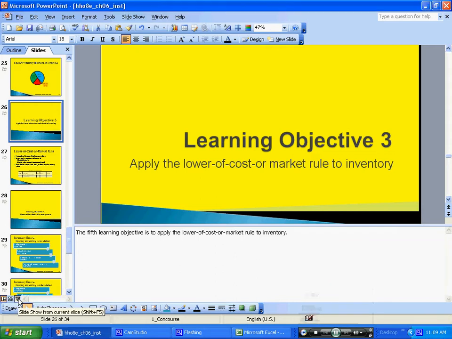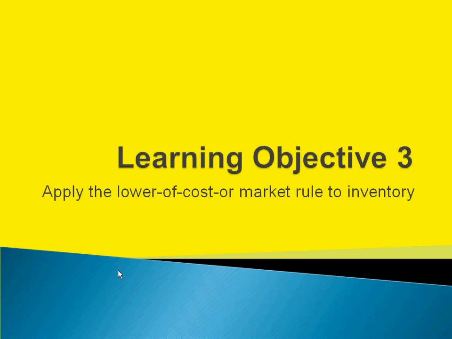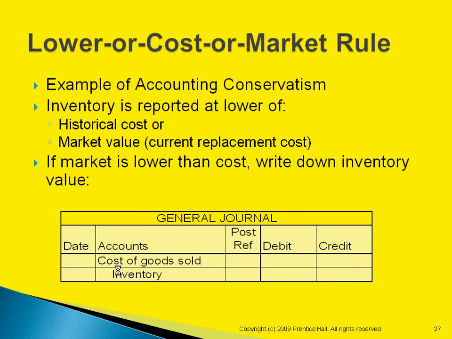Continuing our discussion in Chapter 6, we are now moving to objective number 3 for merchandise inventory, which is applying the lower of cost or market rule to inventory. Okay, slide 32. Lower of cost or market rule. This concept for accounting is an example of the conservatism which we talked about in our last objective, in so much as applying realistic expectations to the financial statement.